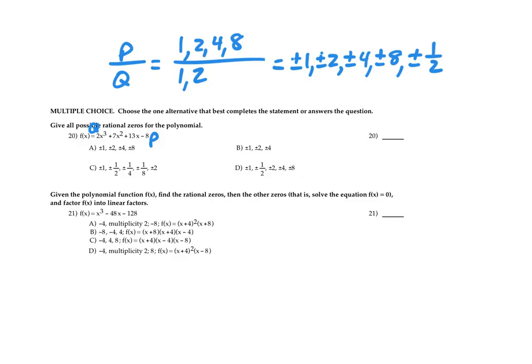Those are my possible zeros, not actual zeros. So we have 5 different numbers, but we actually have 10 possibilities for zeros, okay? And each one has got a plus or minus on it.